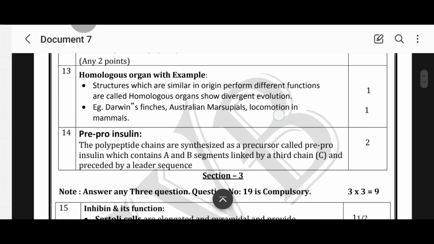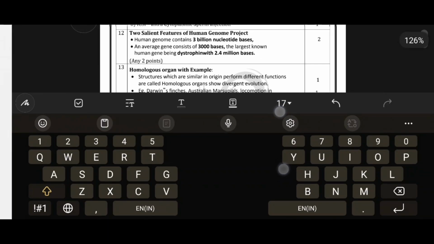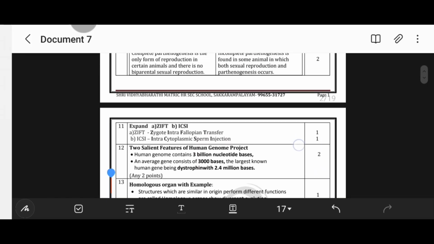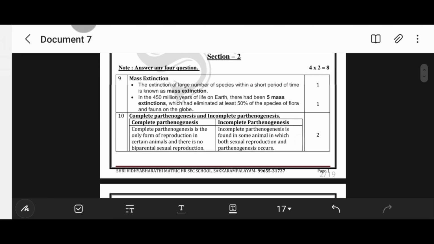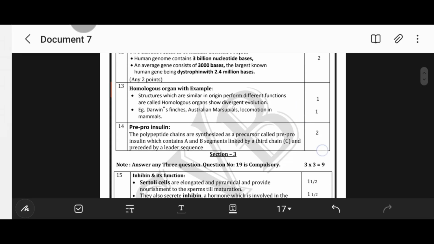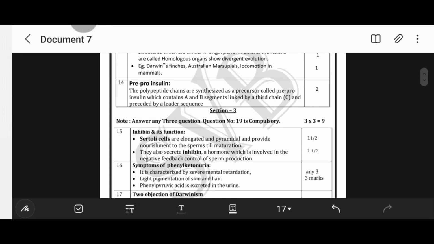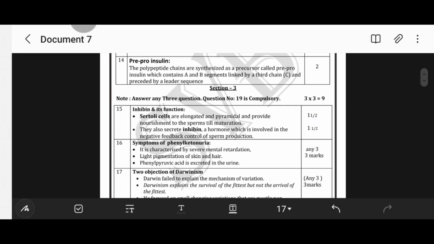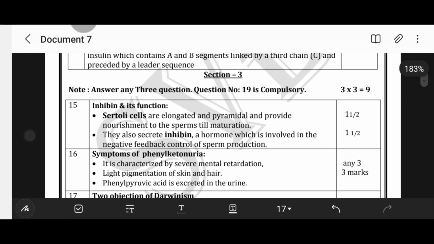Totally we have 6 questions. We have to attend only 4 questions. There are no compulsory questions in this section 2. Now we discuss section 3. In this section, 5 questions are there and the 19th question is compulsory. First we discuss question number 15.